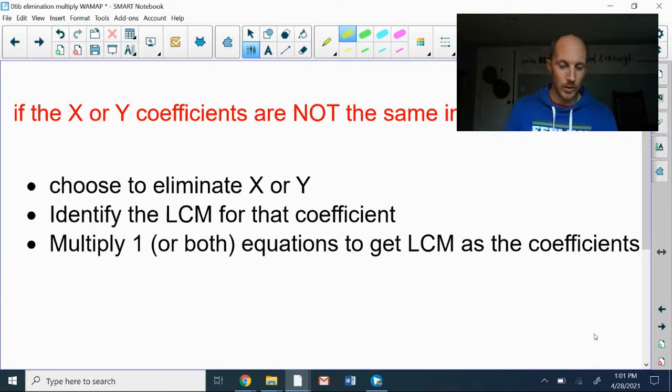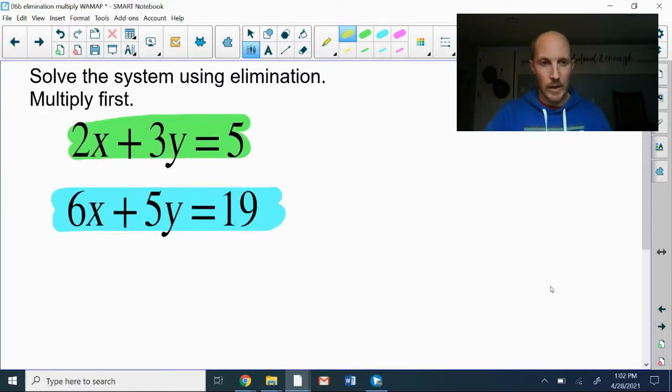So if we're going with eliminating x, we want to make sure that in both equations, the new coefficient of x is that least common multiple. Here's what that would look like. We got a system, 2x plus 3y equals 5. That's my green. 6x plus 5y equals 19. That's my blue.